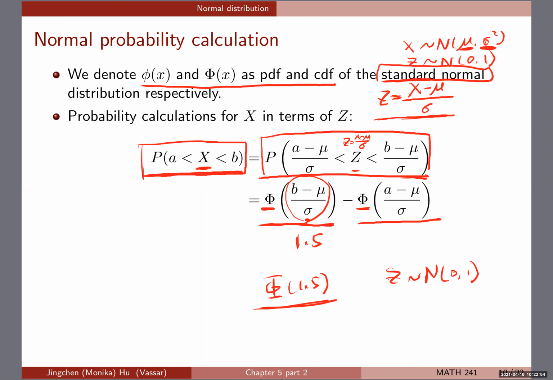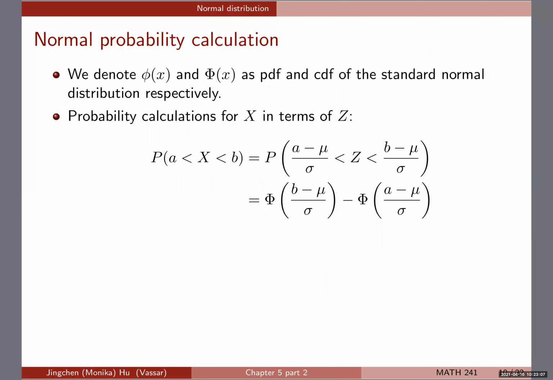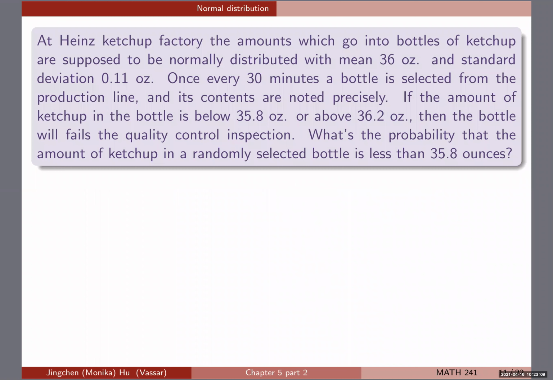That table is only for the standard normal, and it's actually at the bottom of the Moodle page as well, called standard normal table. And then we're going to see an example now of how to utilize that. Alrighty. So the example is this.